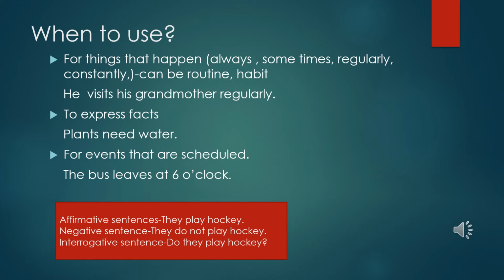Water boils at 100 degrees Celsius. The sun rises in the east. In these sentences, the verb will be in the simple present tense. Third one, for events that are scheduled. That means it will be a future action, but if that event is planned or scheduled, then we can use the verb in the simple present. For example, the bus leaves at 6 o'clock. Here leaves is the verb in simple present tense.